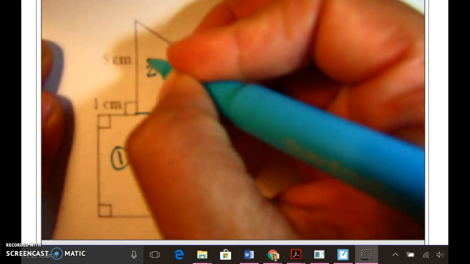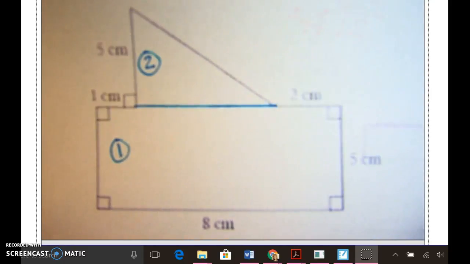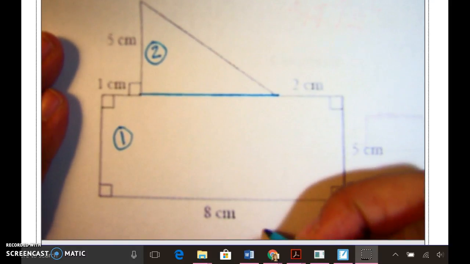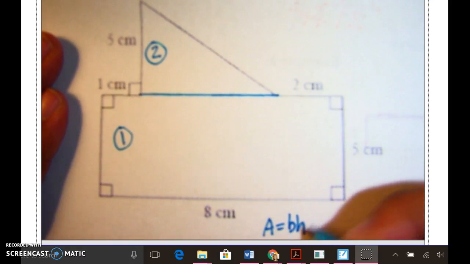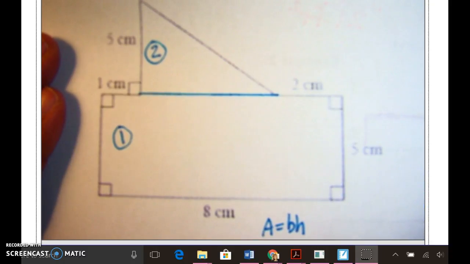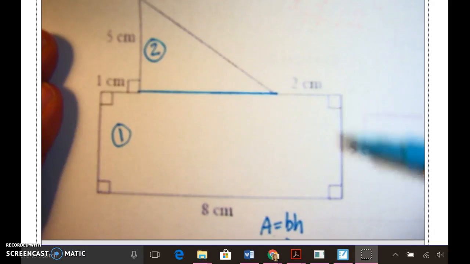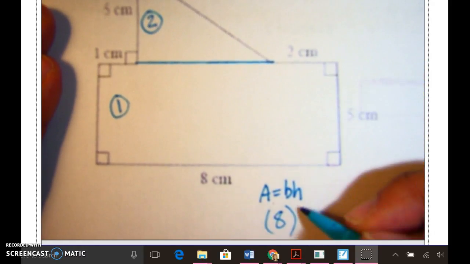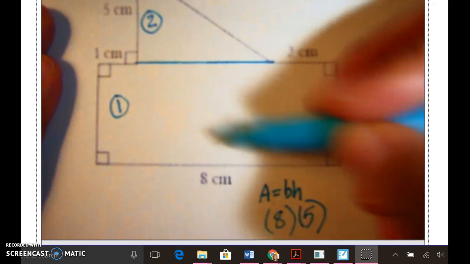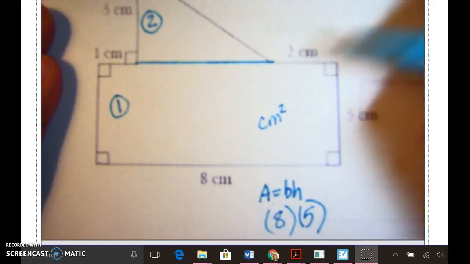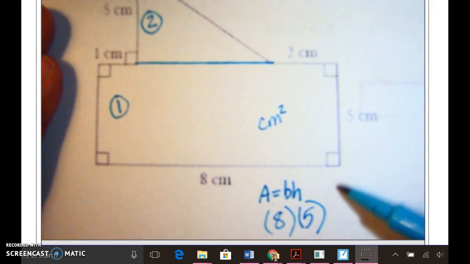Okay, well, again, I think it's easier if you number the shapes so you keep up with the areas that you're finding. Let's start with figure 1. Figure 1 is a rectangle. The formula for area of a rectangle is base times height. I need to look and see if they gave me that information. Well, I know the base is 8, and I know the height is 5. So once I multiply those, I'm going to know the area of this shape. And I'm going to make sure my units are centimeters squared, because I'm multiplying base times height.